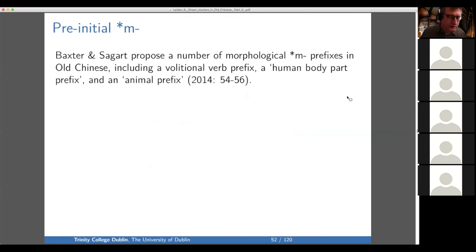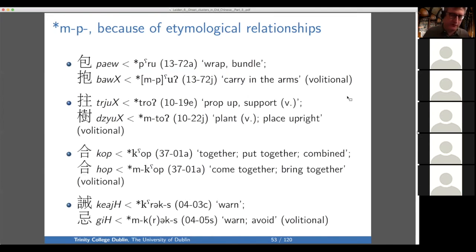Now, I'll just try and whiz through this M pre-initial. So the morphological functions of the M prefixes include making verbs volitional, which we actually saw evidence for when we were looking at these two-character writings of words in the Shijing, a human body prefix and an animal prefix.